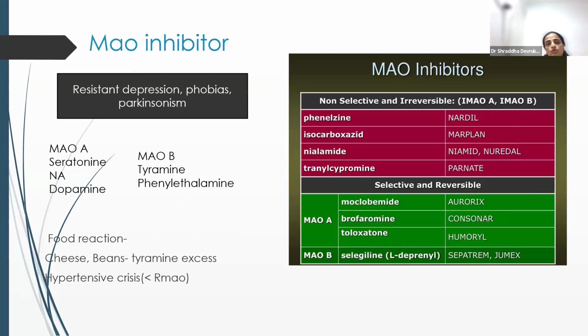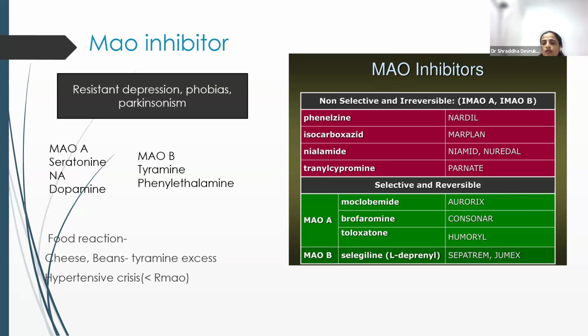Another commonly used drug in resistant depression, in phobias, and in Parkinsonism nowadays is the MAO inhibitors. They inhibit the enzyme which metabolizes these drugs, so that a persistent action is there. There are two types of MAO inhibitors: MAO A, which metabolizes serotonin, noradrenaline, and dopamine, while MAO B acts on tyramine and phenethylamine. They are selective and non-selective. Selective ones have fewer side effects, while the non-selective ones are the irreversible ones, so that there is permanent damage to that enzyme.